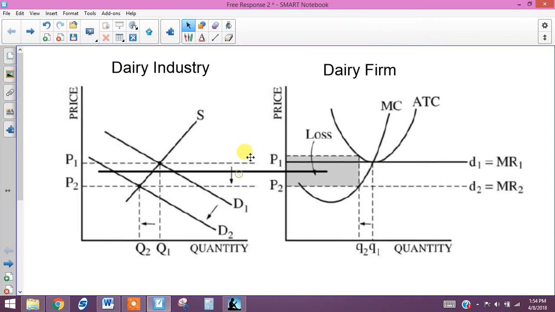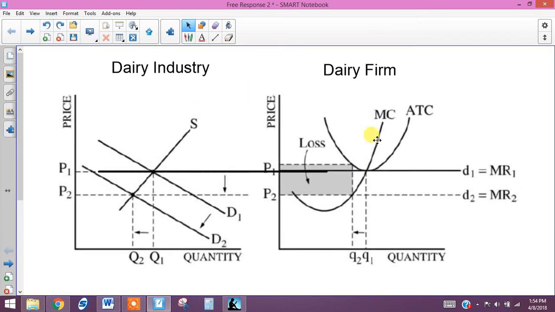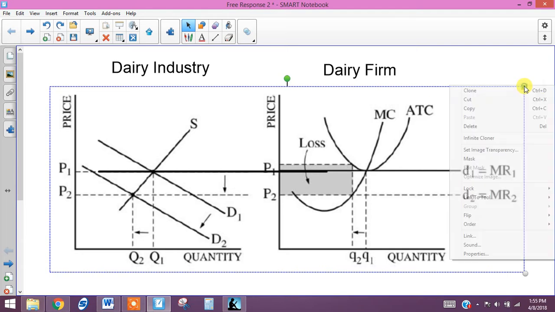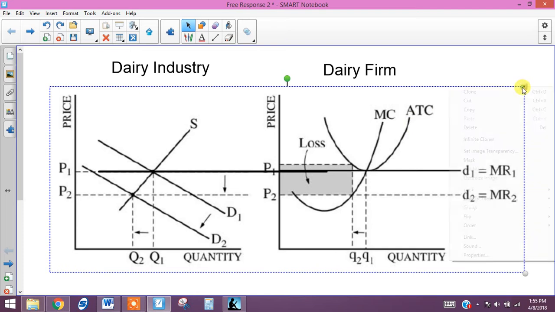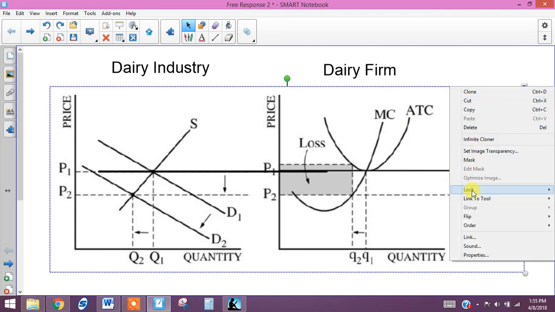And then that's going to be, whoops, sorry about that. You know what, let me go up here and lock this just so I don't do that again. There we go.